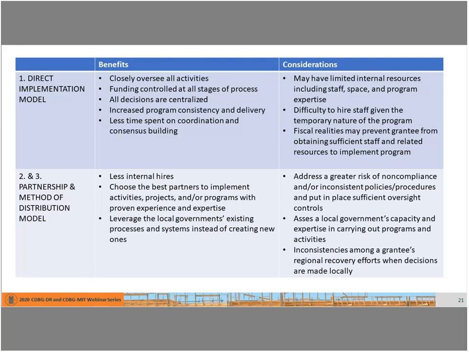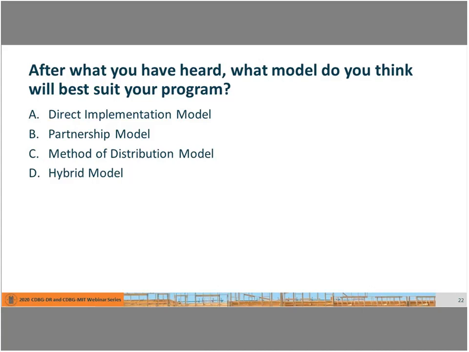All right. So after you've heard all of that, we've got another little poll here for folks. Given what you've heard, especially those of you who are going to be having to ramp up from an existing program and/or have not carried out a CDBG-DR program of this magnitude before, based on what we've told you or what's going on in your grantee's world, what model do you think might be the model that you would land on for your program? Again, the direct implementation model, a partnership model, method of distribution model, or a hybrid model.